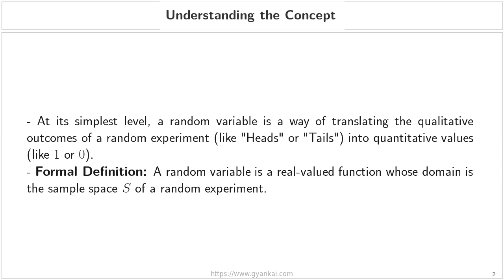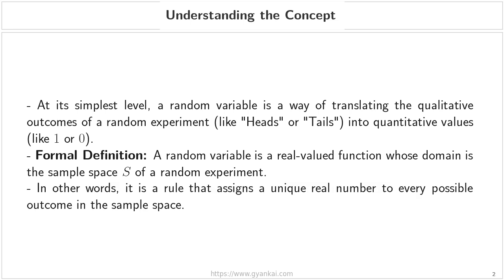Now, if you are looking at a textbook, you will see a more formal definition. It states that a random variable is a real-valued function whose domain is the sample space, denoted by a capital S, of a random experiment. Don't let the mathematical jargon intimidate you. What this really means is that the random variable is simply a rule. This rule takes every single possible outcome in our sample space and assigns it one, and only one, unique real number.